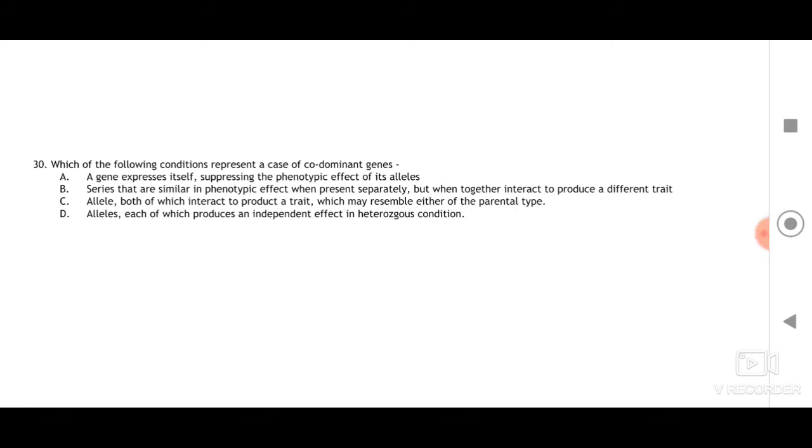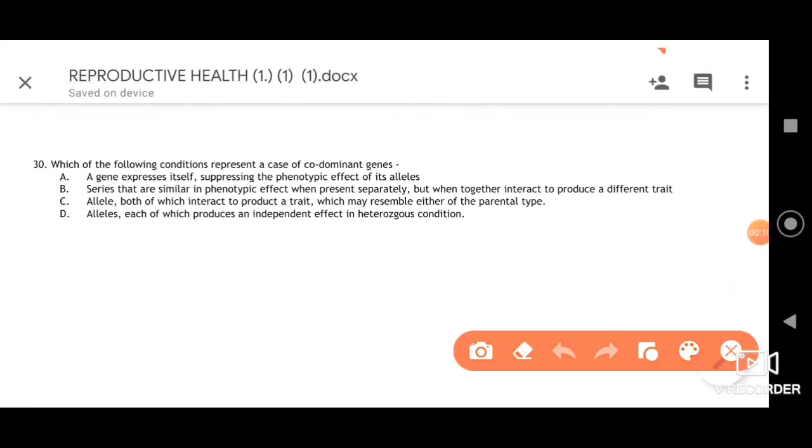The last question of today's session is: which of the following conditions represent a case of codominant genes? We need to consider the conditions for codominant genes, dear friends. We already know what codominance is. Codominance is when two different alleles express themselves equally in a heterozygote condition.